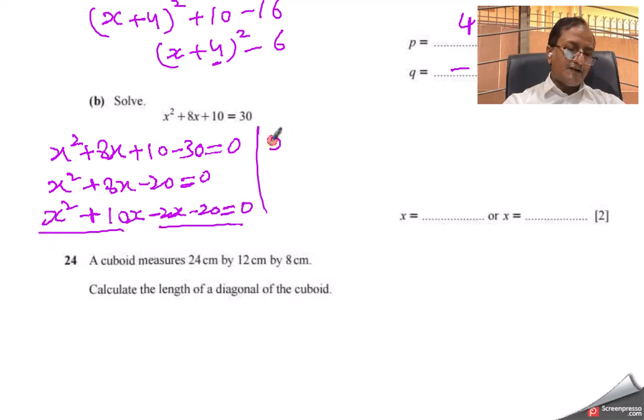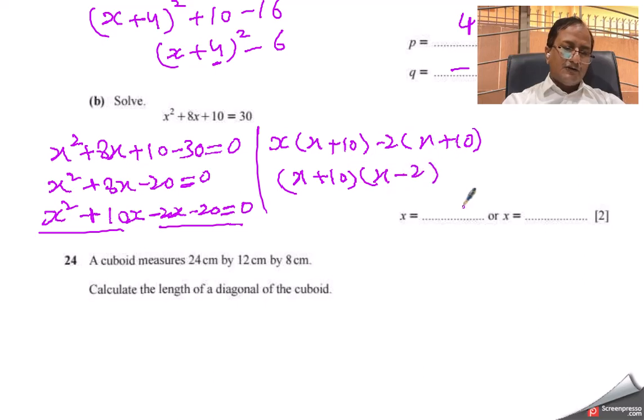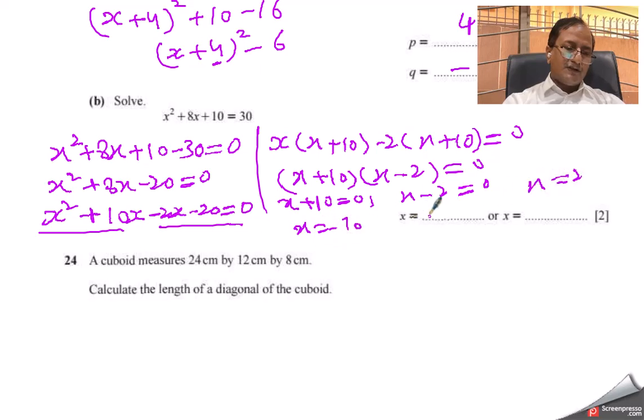After that, x is common in the first pair, giving x plus 10, and negative 2 is common in the second pair, giving x plus 10. Then x plus 10 is common to the whole expression, and we have x minus 2. The answer is basically equal to 0. Now x plus 10 equals 0 and x minus 2 equals 0, then x equals negative 10, and x equals 2. So we have negative 10 and 2.